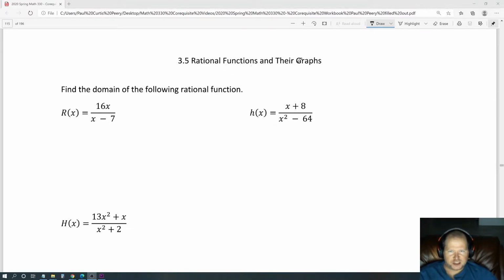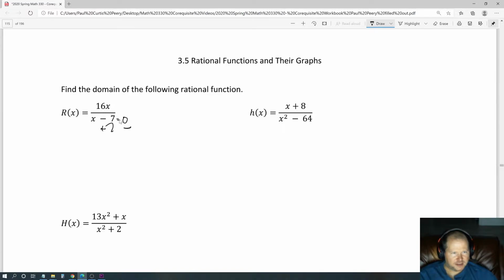3.5 Rational functions and their graphs. Find the domain of the following rational functions. All right, so domain, there's a limitation on the domain of these: possible x values that will make the denominator equal to 0, and we can't have that. So I would set the denominator equal to 0 and find what possible x values would make the denominator equal to 0. So we just set the denominator equal to 0 and we solve.